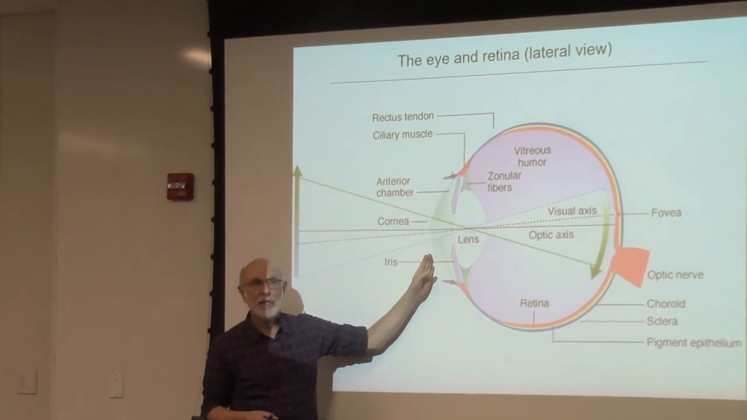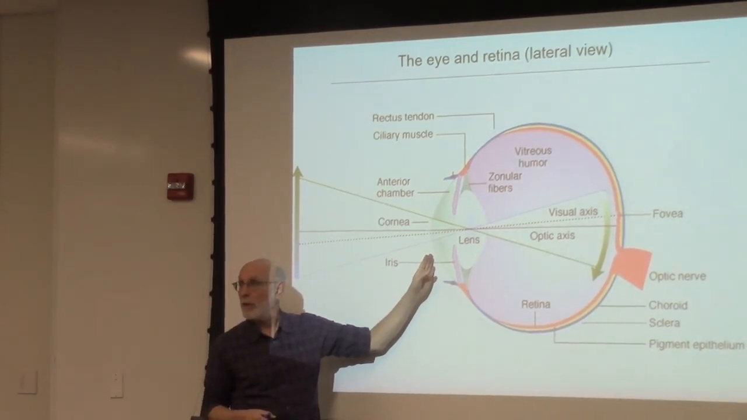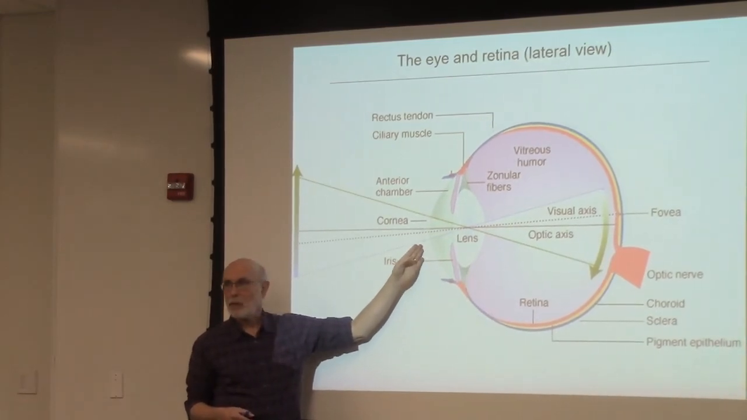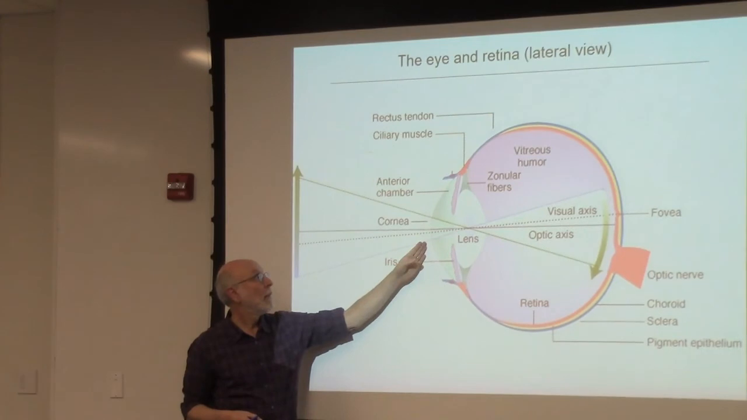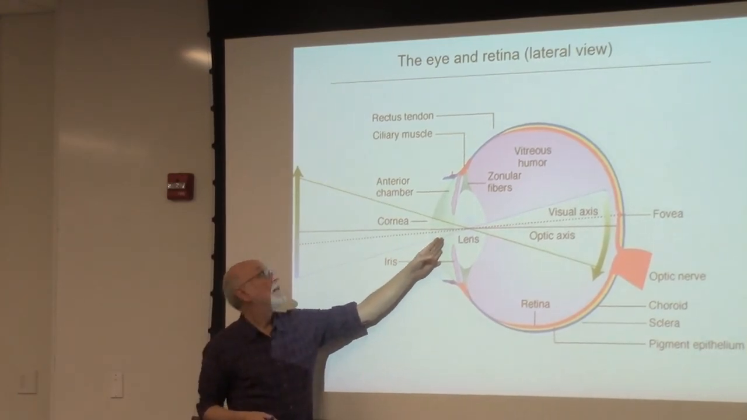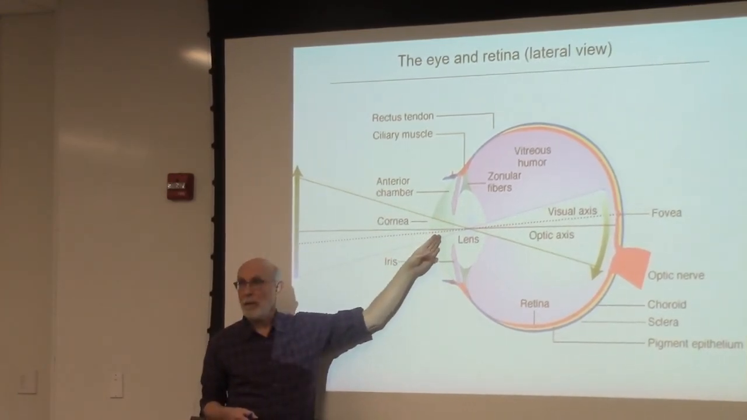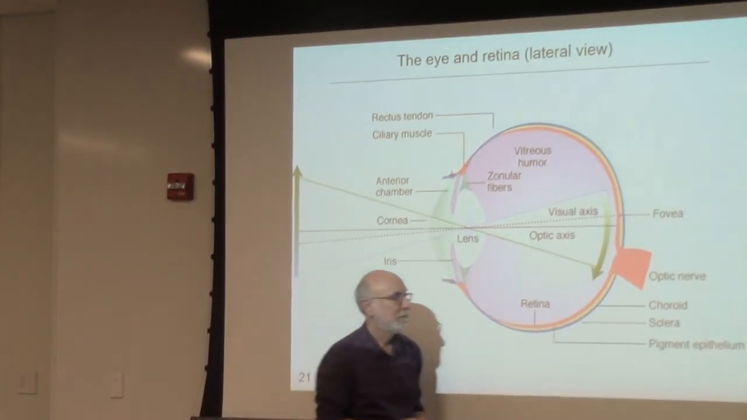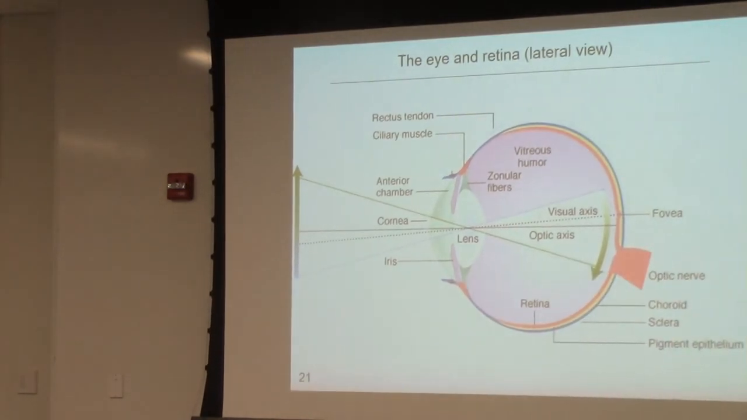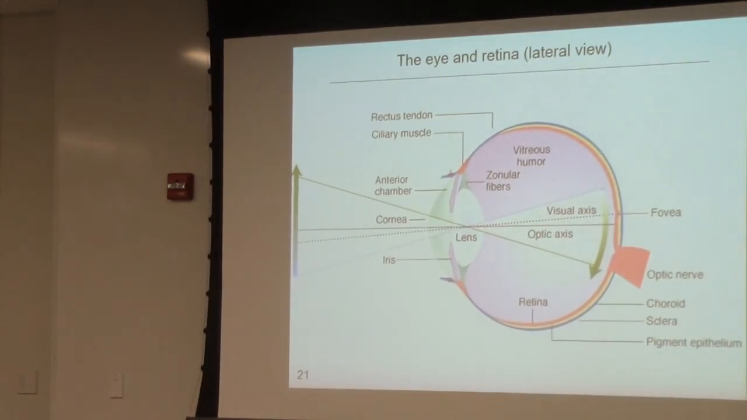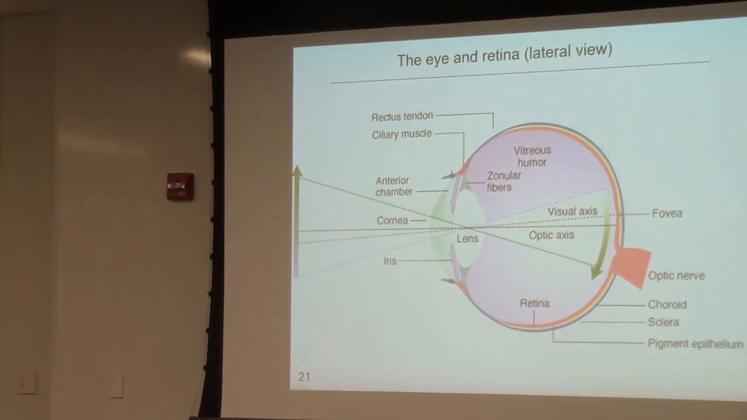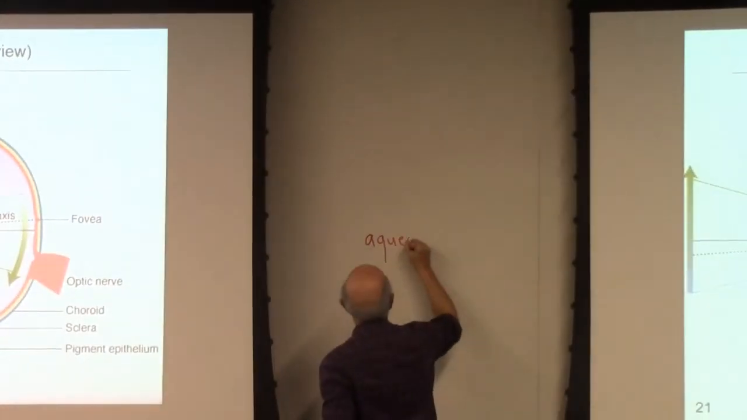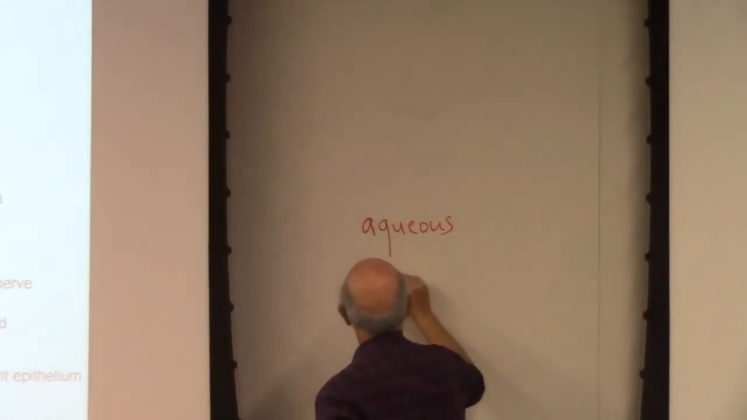It's a clear sheet of cells. It's cellular, transparent. Cornea. Behind the cornea is the anterior chamber, and it is filled with a fluid called aqueous humor.